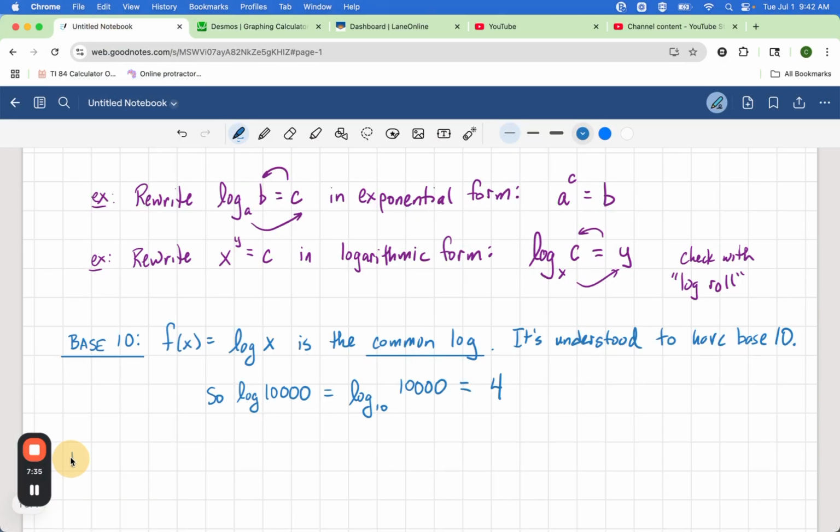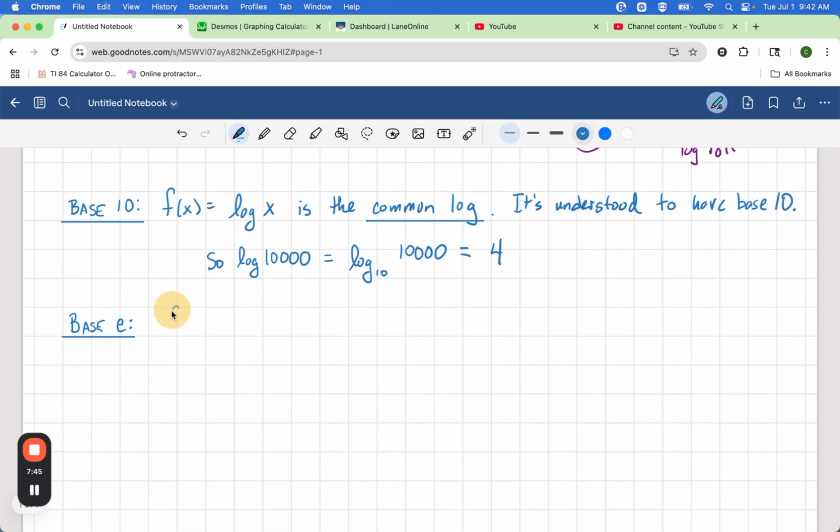Let's talk about the other common base. The other common base is base e. Okay, e is a very common number. It's like pi in that it's a constant that doesn't repeat and doesn't terminate. Okay, so f of x equals ln of x is the natural log.